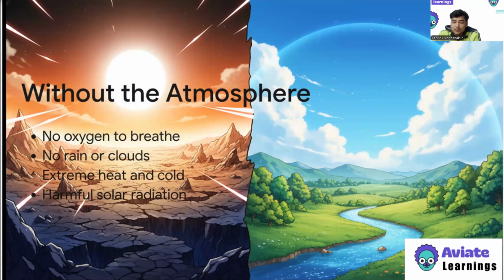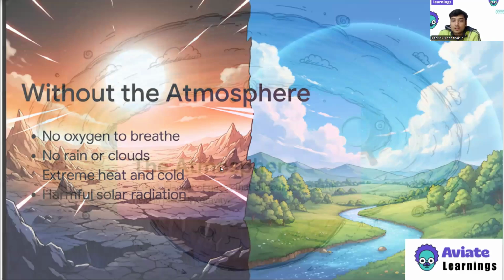Without our atmosphere, there wouldn't be any of the gases required for all the processes taking place in our body. Without these, life is not possible, right? And there would be no rain, no clouds, extreme heat, and the temperature is also maintained because of the atmosphere, and it even protects us from harmful solar radiation. So this is what the atmosphere does, and basically this is what these gases do for us. It gives us oxygen to breathe. It is responsible for rain and clouds. It protects us from heat and cold, and it protects us from harmful solar radiation, right?